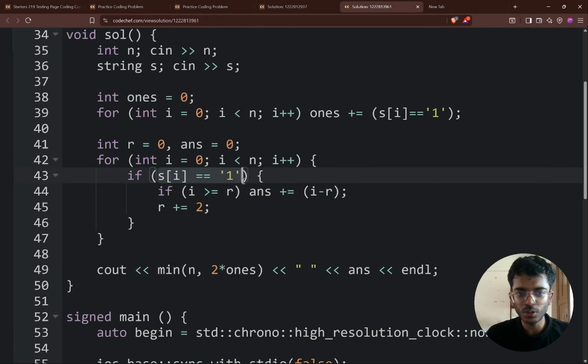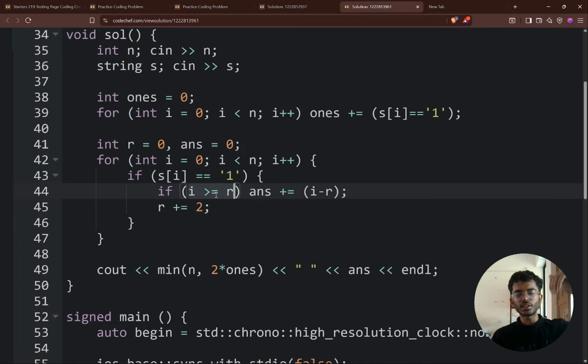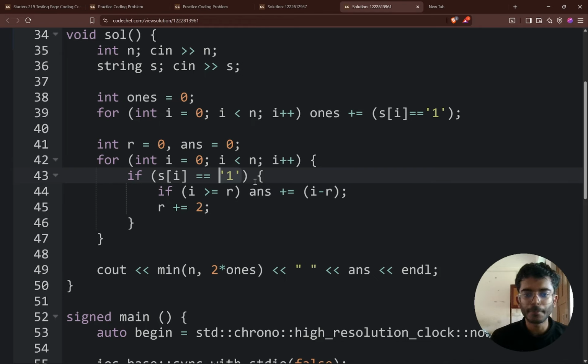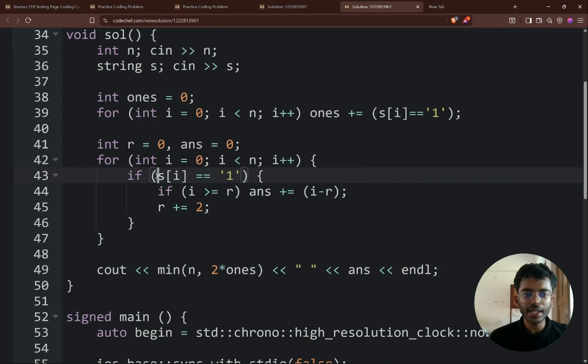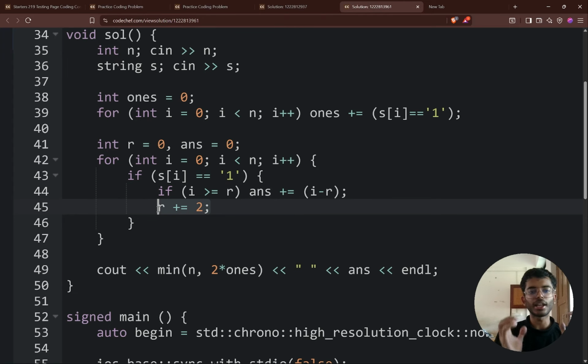So if s[i] is equal to 1, and if i is greater than or equal to r, that means r is the location where 1 needs to be present, so that the property of all the prefixes being good does not break. So we need to bring this 1 to that index r. And at every occurrence of 1 we will increase r by 2, because every 1 can accommodate these two people. And that's pretty much the whole solution in C++.